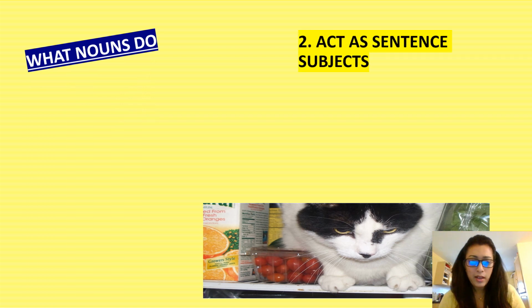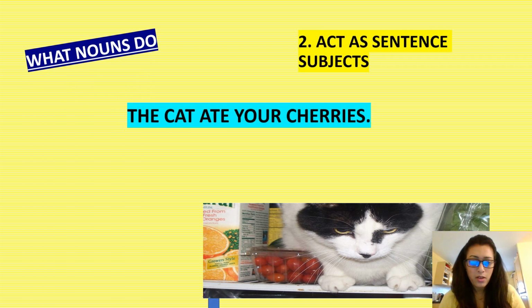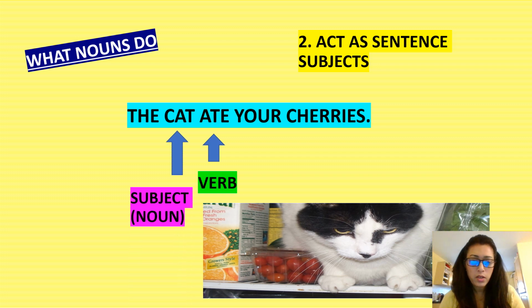Secondly, it acts as sentence subjects. Generally, the subject of a sentence is the thing that comes right before the verb in a sentence. Consider this sentence as an example. The cat ate your cherries. The verb is ate, so the cat is the subject. This particular subject consists of an article and a noun. There is another noun in the sentence, which is cherries.